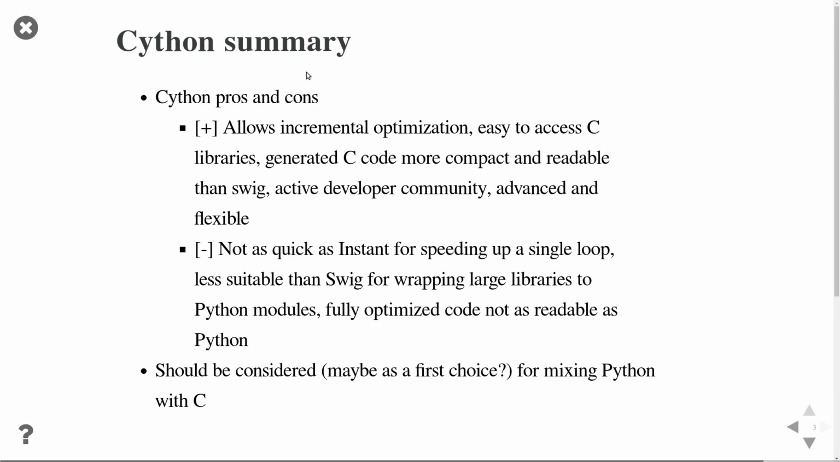There are some downsides. In some cases, it's not as fast as, for example, Instant in certain loops. It's not as suitable if you have large libraries that you want to wrap. Imagine if you have a big system and you have to add in all the types, it becomes quite messy. And the fully optimized code, as you saw in the previous examples, is sometimes not that readable because you have these types flying all around. But at least for smaller programs, it should be considered as one of the first choices if you want to mix Python and C.